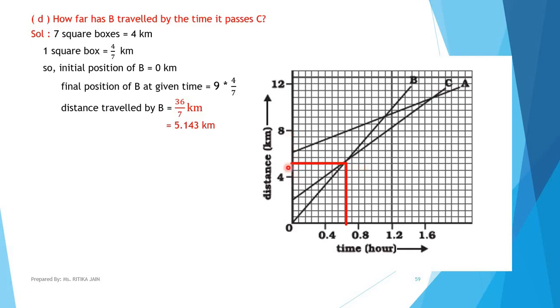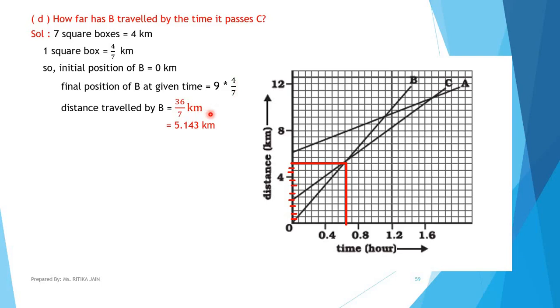Now, again we have to calculate the magnitude of this point. So, we will start with counting the number of boxes. So, let's start: 1, 2, 3, 4, 5, 6, 7, 8, 9. So, how many boxes have been covered? 9 boxes. And in the previous part, we have already discussed that 1 square box represents 4 by 7 kilometer. So, 9 boxes will represent 9 into 4 by 7, that is 36 by 7 kilometer.